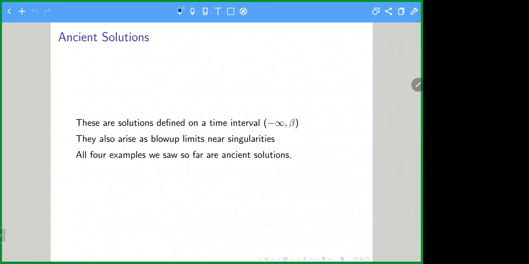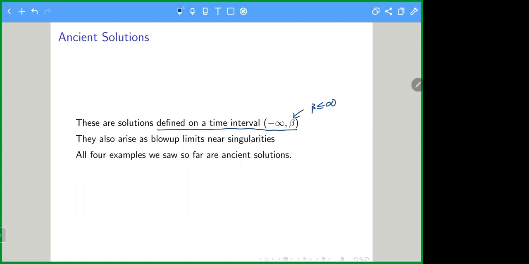These are examples of what are called ancient solutions, which I mentioned in the title of my talk. What I mean by ancient solution, just for completeness' sake, is that I want these solutions to be defined for all past times, up to some time beta, and beta can be finite or positive infinity. It doesn't matter.